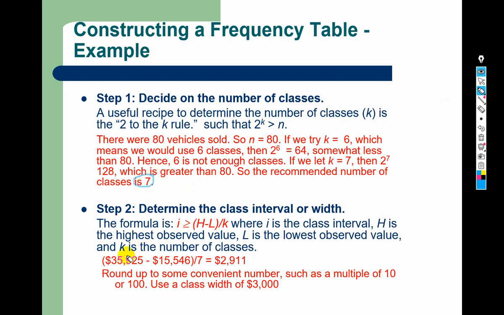If you look at the table with the raw data we saw a while ago, you will find the largest value is 35,926.25 and the smallest value, or minimum value, is 15,546. The difference between these two values divided by 7 gives you approximately 2,911. Of course, we prefer to round that, you can round that to a convenient number.